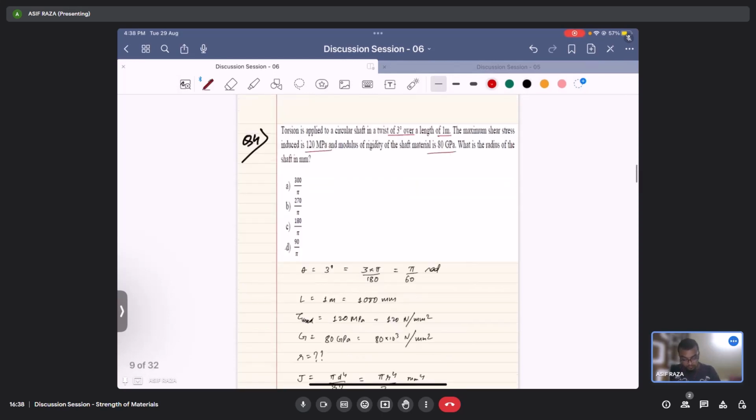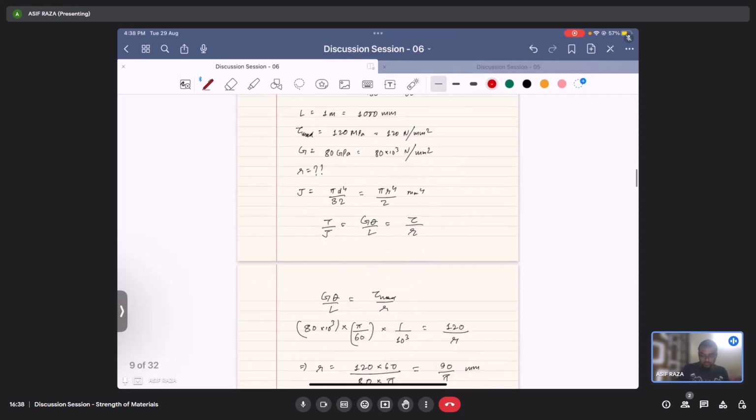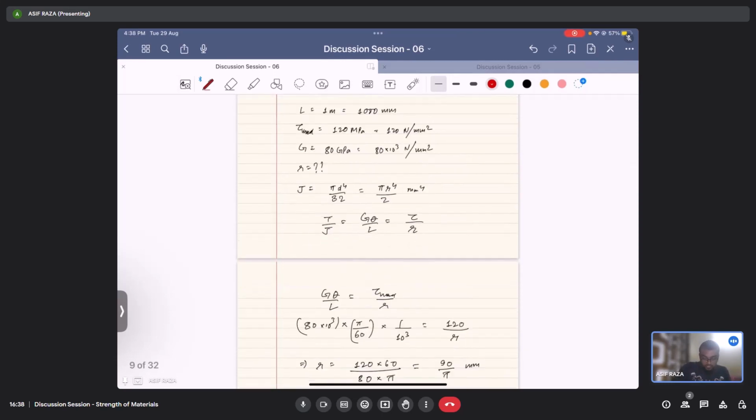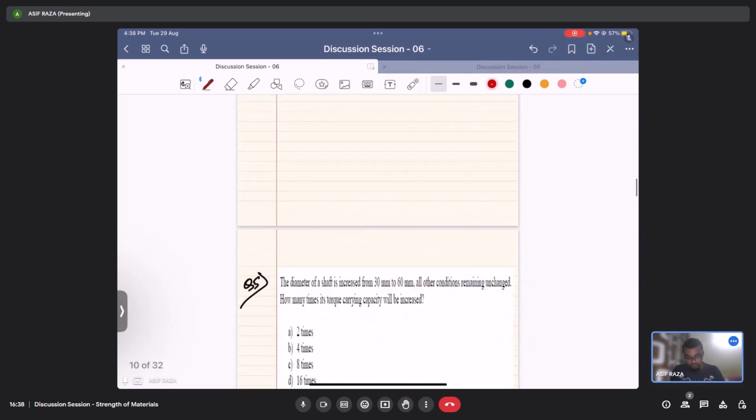The correct answer would be option D, 90 upon pi. So this time we had to use the second and third expression of the torsion equation. Moving on to the next question again.